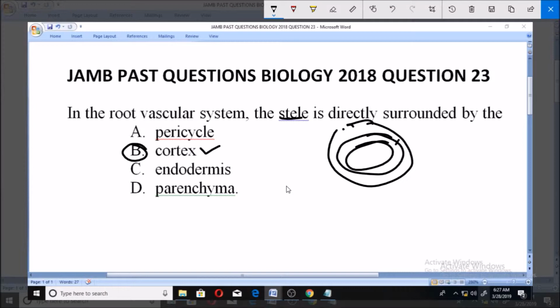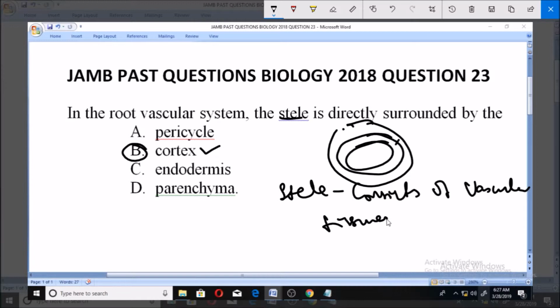So what is this stele? The stele consists of vascular tissues. So the stele actually consists of vascular tissues made up of alternate phloem and xylem. So that's what the stele is consisting of, and it is actually surrounded by the cortex. So it actually consists of vascular tissues that is made up of alternate phloem and xylem bundles arranged in rings.